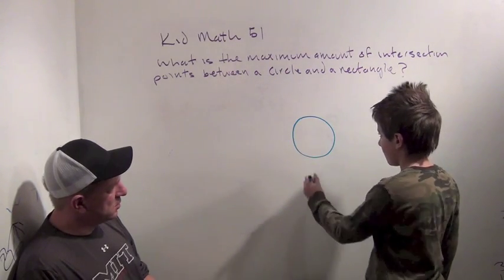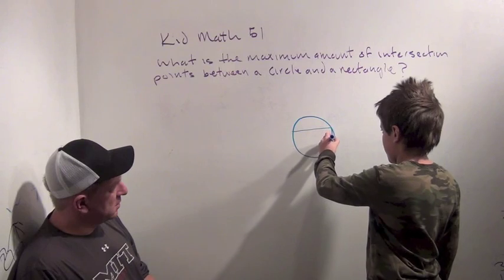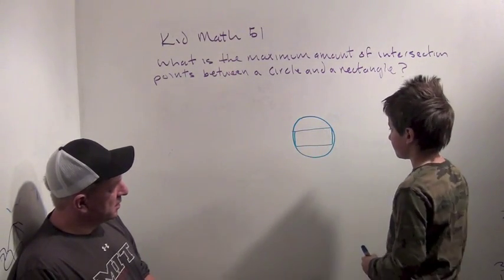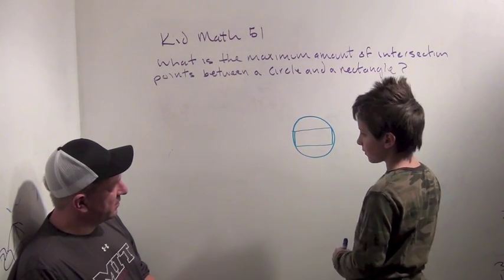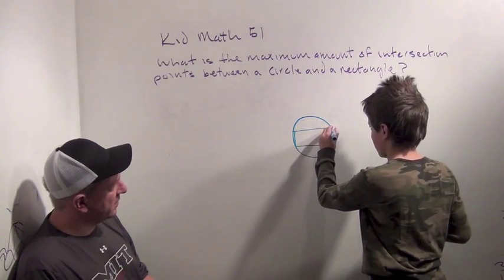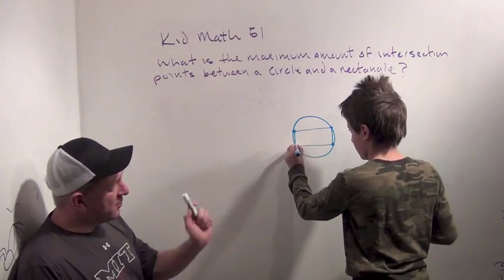Well, here's one that can intersect at 4 points. Okay, so we found 4. So the question is, can we find an intersection between a circle and a rectangle that has any more than 4? Any more than 4?